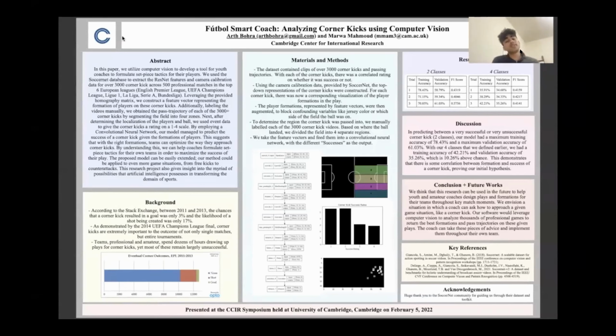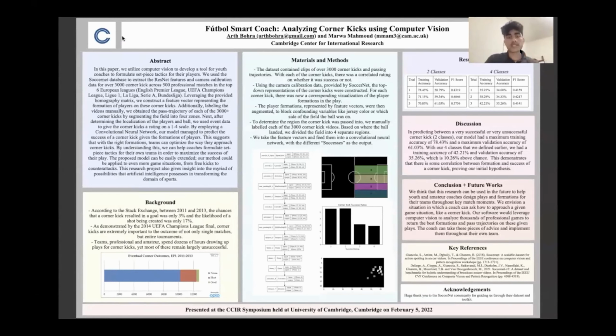So let's discuss these results a little bit. In predicting between a very unsuccessful corner kick or a very successful corner kick, our model had a maximum training accuracy of 78.43% and a maximum validation accuracy of 61.03%. With our 4 classes that we defined earlier, we had a training accuracy of 42.21% and a validation accuracy of 35.26%, which is 10.26% above chance. The whole idea behind this was to demonstrate that there is a correlation between formation and success of a corner kick, proving our initial hypothesis.